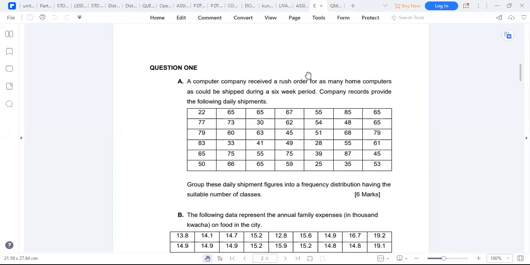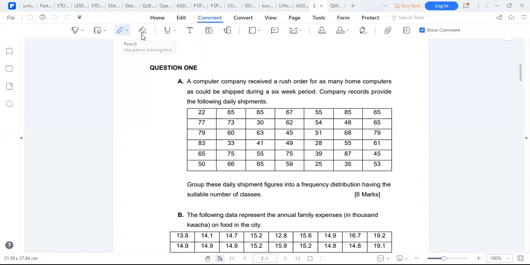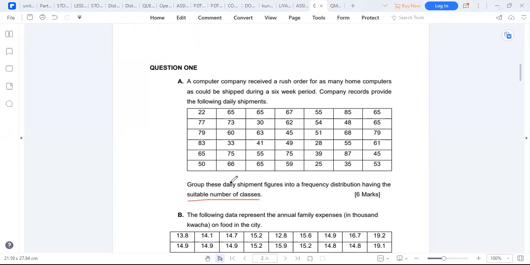Question 1 of the assignment review is on statistics. So when you're given information which is in what we call ungrouped data like this, you need to use a suitable class width. So to determine a suitable number of classes to have, you need to know the formula to use.